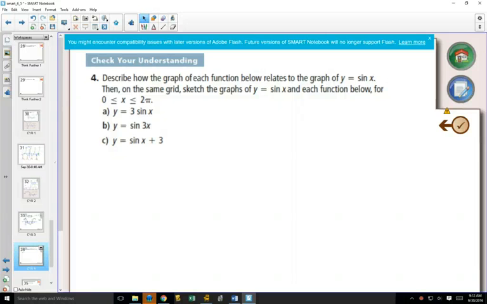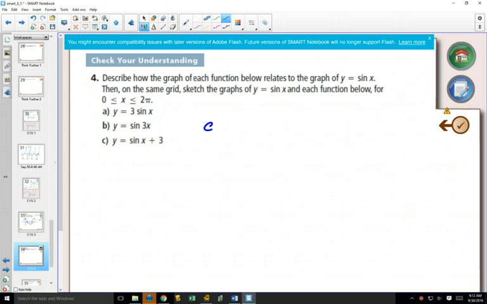This question A and B are review of things that we've already done. And then in C, we can see the last transformation that we haven't done, moving things up and down. So for A and B, the question says graph it between 0 and 2 pi. We're going to just graph the whole thing continuing on forever.